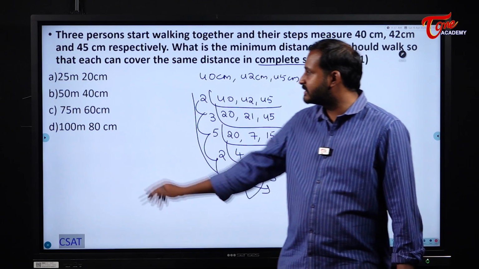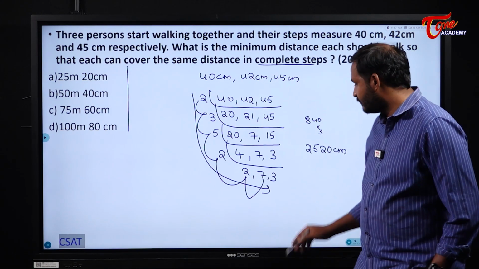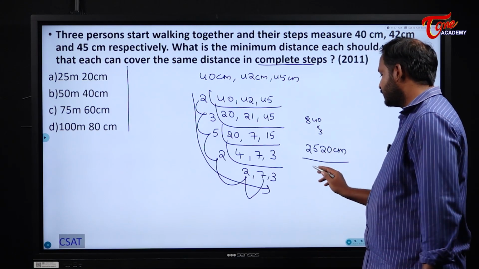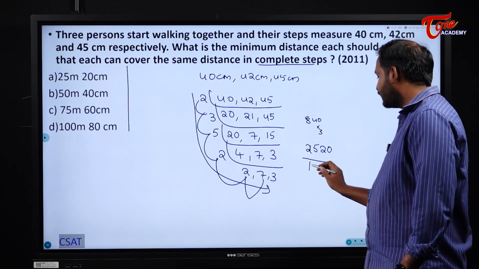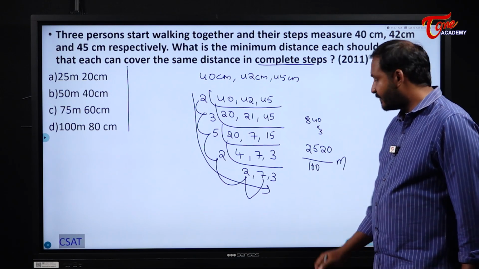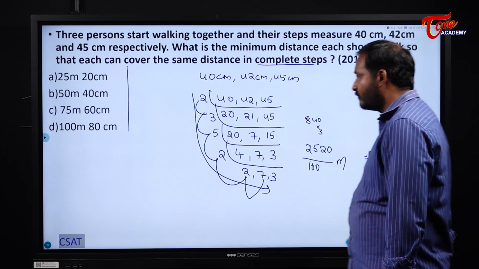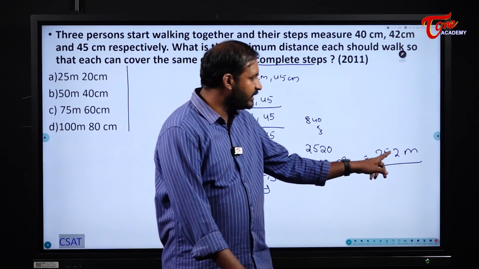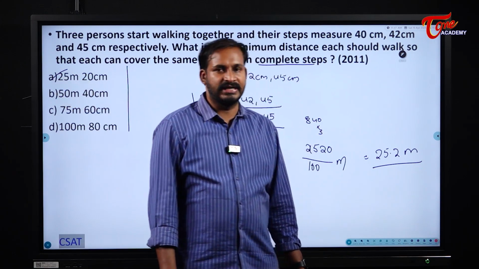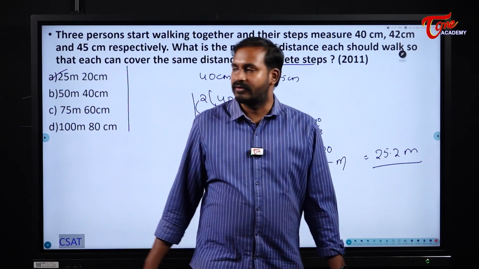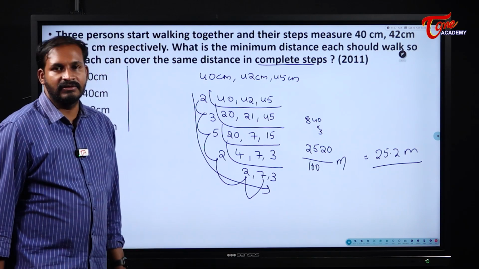But please observe the options. The options which they have given are in meters and centimeters. So please convert that into meters. 2520 centimeters, if I want to convert it into meters, very simple: I will divide it by 100. That means it becomes 25.2 meters. This 0.2 meters I can write as 20 centimeters. So 25 meters and 20 centimeters. Like this, we will write our final answer.